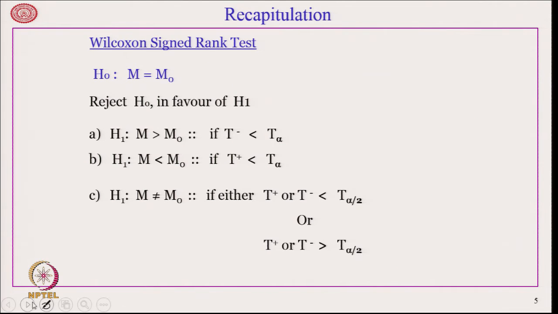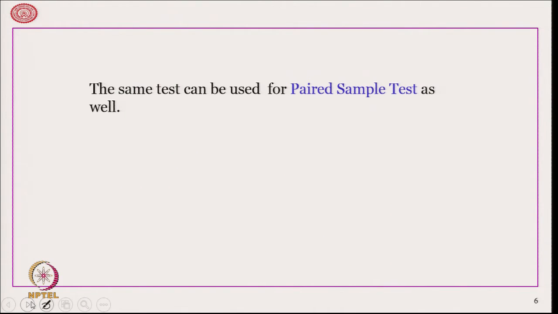Similarly, for the Wilcoxon signed rank test, we have the rejection criterion if T minus is less than T alpha or T plus is less than T alpha. For the two-sided case, we will look at whether any one of them is less than T alpha by 2, depending upon whether you are working on the lower side or upper tail of the distribution. Now, the same test can be used for the paired sample test as well.